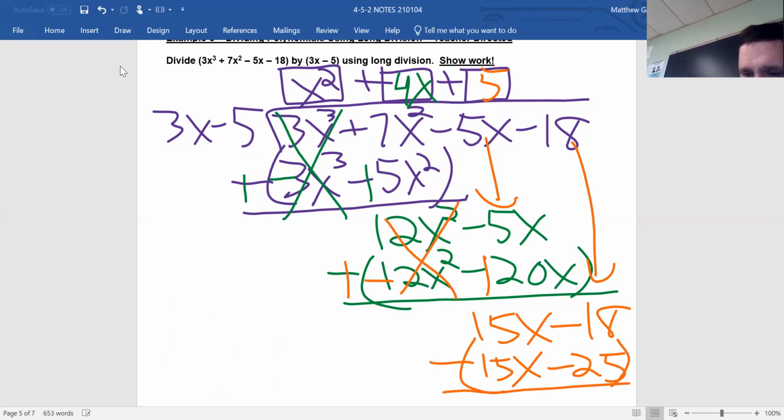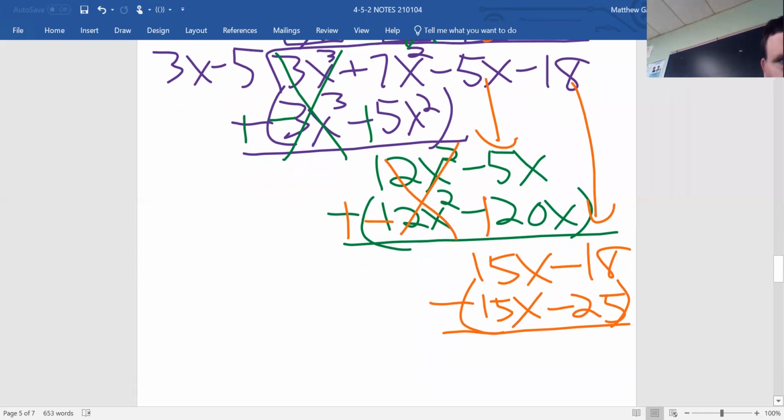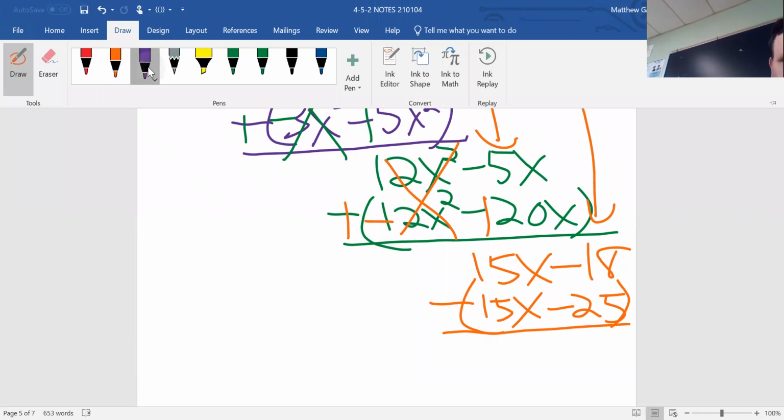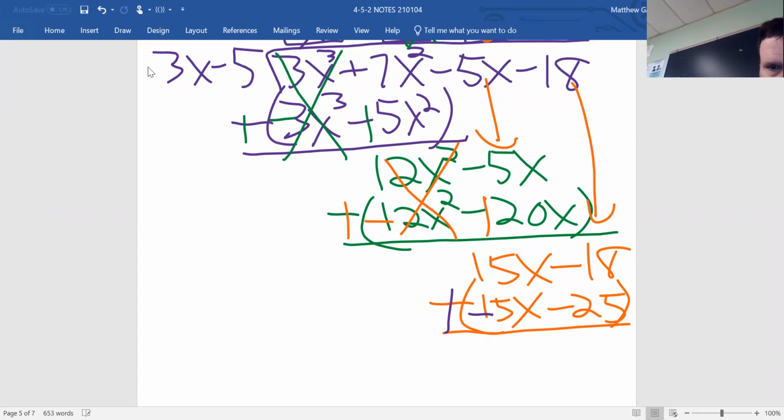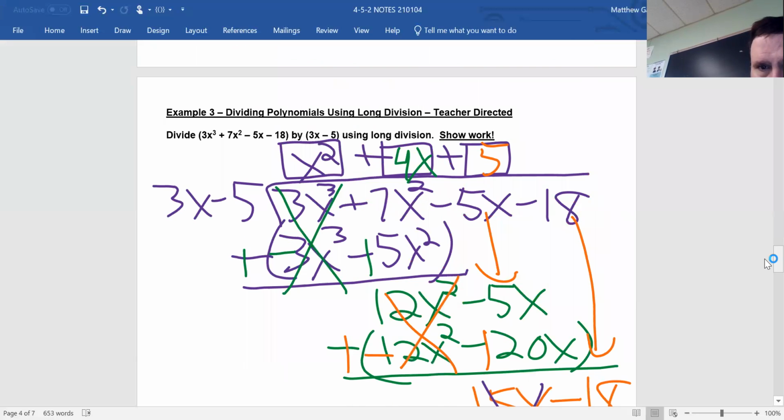Minus. We should end up with the remainder of 7. Just go slow through it. Plus, negative, plus, cancels. Negative 18 and 25 is 7. So our remainder is 7. So we do plus 7 over 3x minus 5.